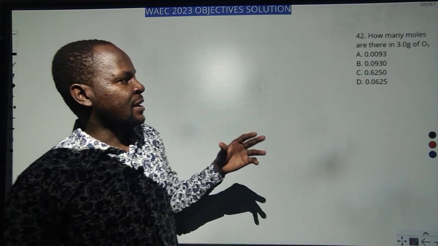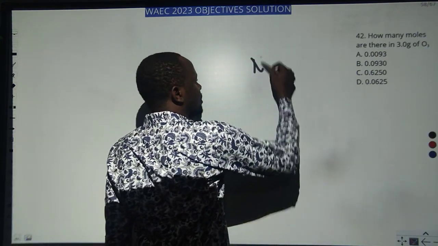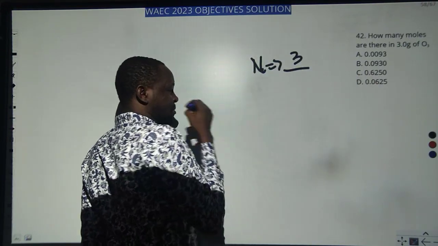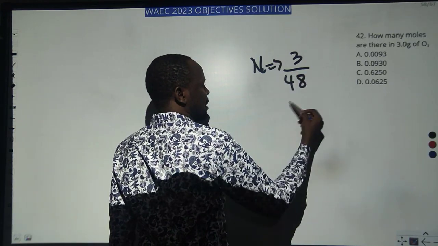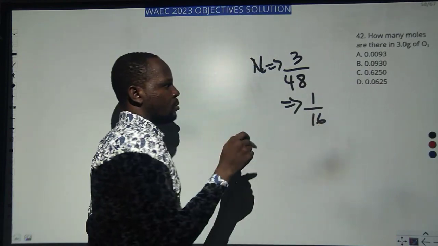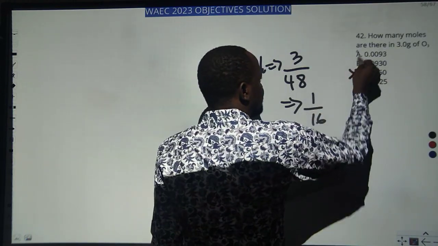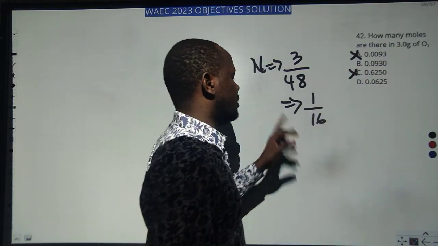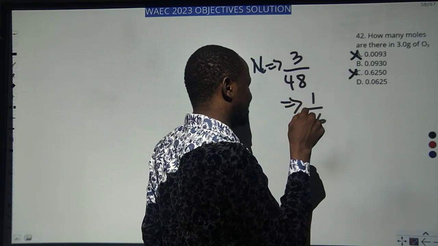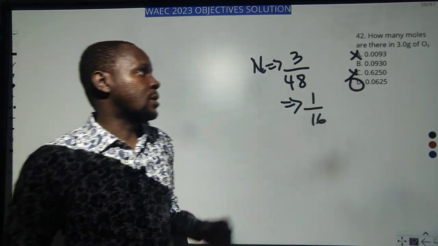How many moles are there in 3 grams of O3? O3 is ozone, you know. So number of moles is mass over molar mass. Oxygen is 16, 16 times 3 is 48. So that is 3 over 48, which is 1 over 16 again. 0.0625. 16 times 6 is 96. So this is the right answer. D is correct. I hope you get that. Next one, 43.